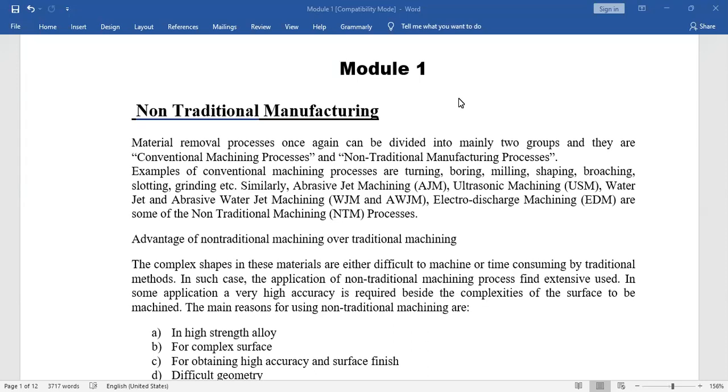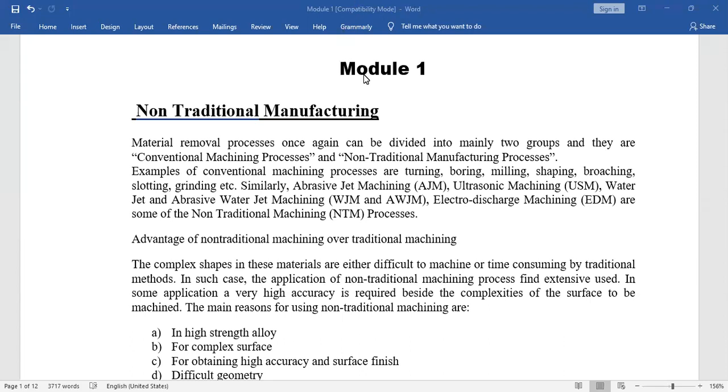Okay, so today we are going to start module number 1 of advanced manufacturing technology subjects. In module number 1, this is just the introduction part of the non-traditional manufacturing process. Also, we will see some mechanical types of non-traditional manufacturing process. So first we will see what is the introduction part.